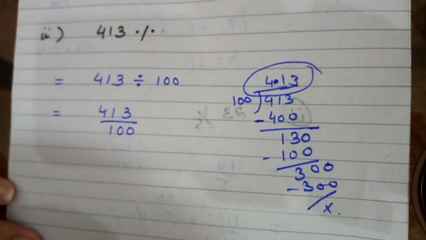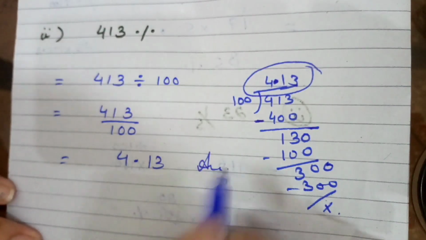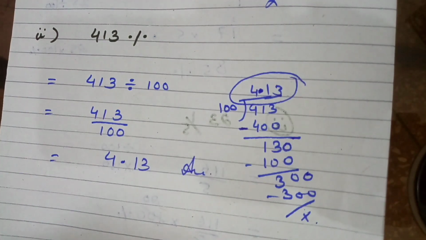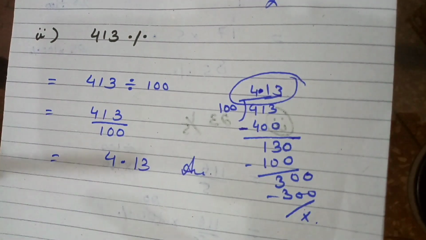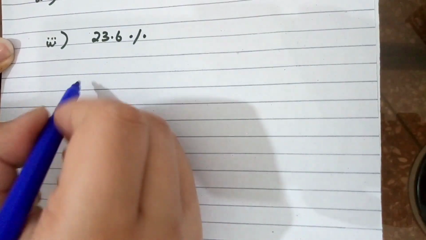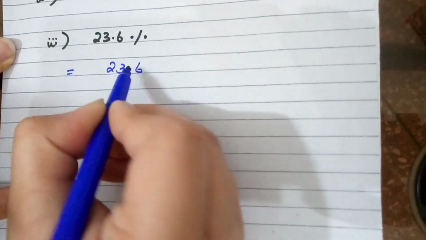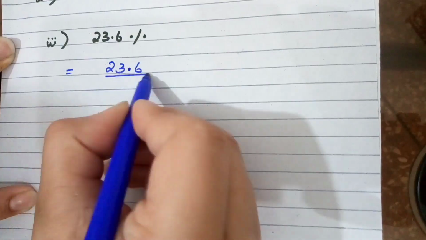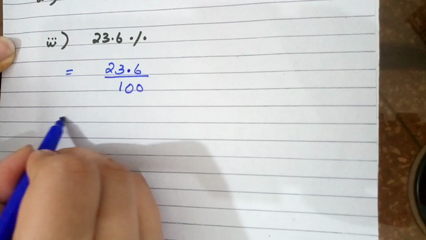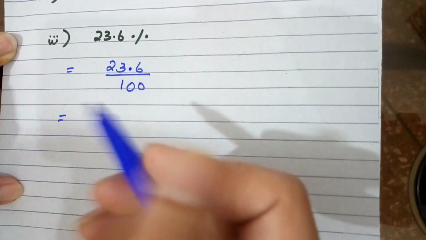So here in the question, 4.13 is our answer. Now we will solve part 3. So in part 3, solve this percentage: 23.6. By removing the percentage sign, we divide this term by 100. Now solve this point term, or you can also solve it in the form of division.